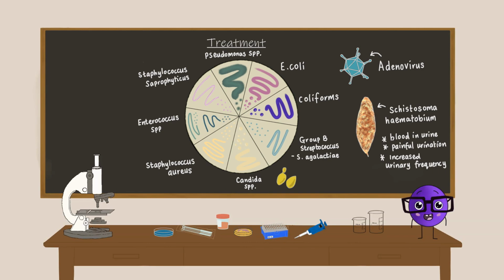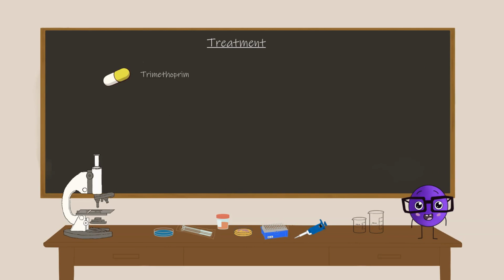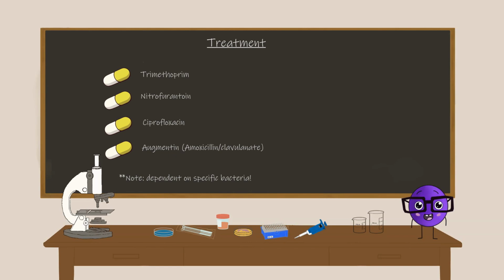UTIs are commonly treated with antibiotics such as trimethoprim, nitrofurantoin, ciprofloxacin, Augmentin, and more. The choice of antibiotics used to treat UTIs depends on the specific bacteria causing the infection and the patient's medical history. A patient will in most cases be given antibiotics when a UTI is suspected prior to sending a urine sample for culture. This is to help relieve the symptoms of the condition.